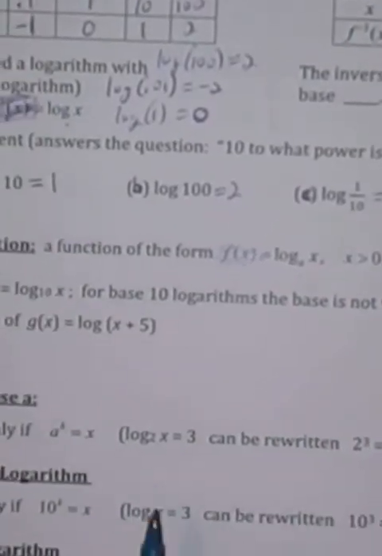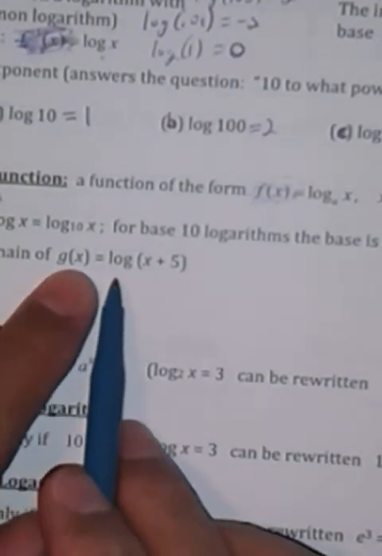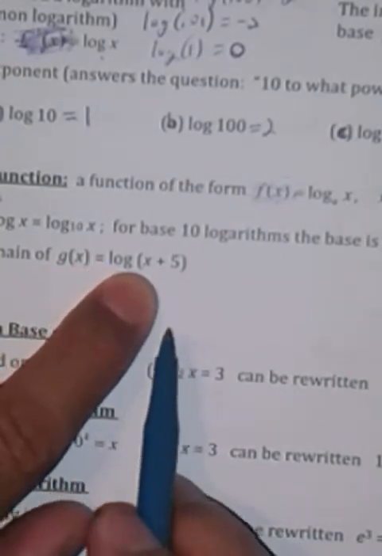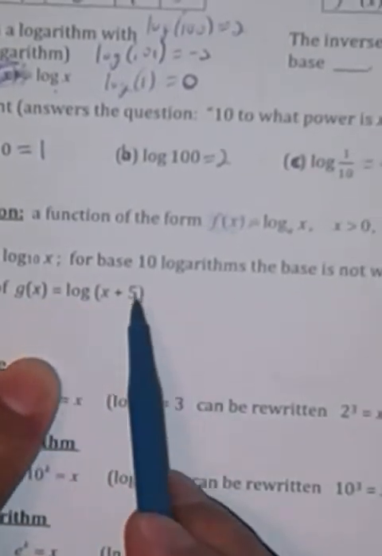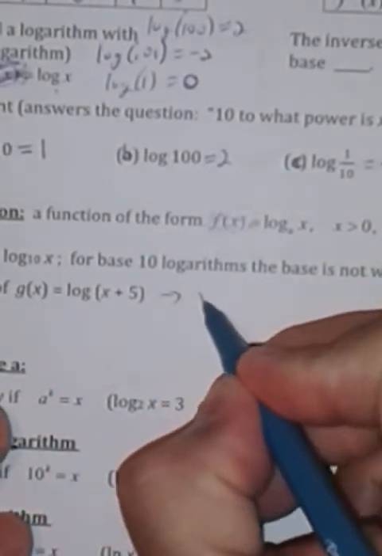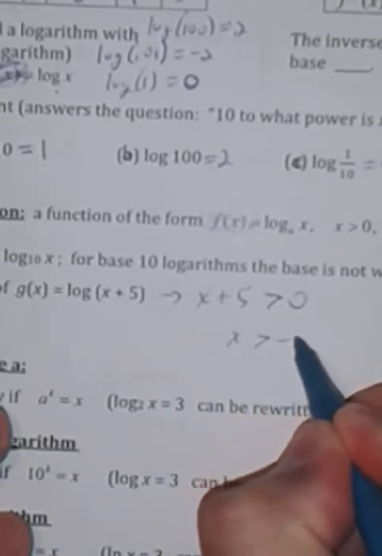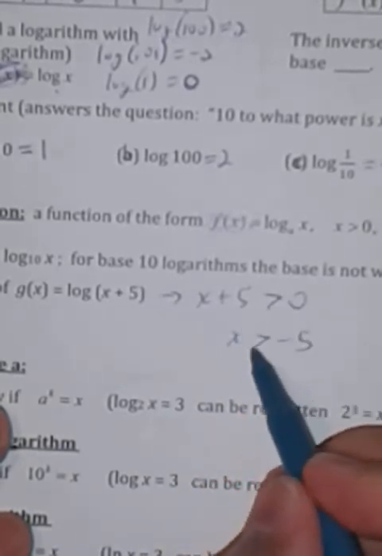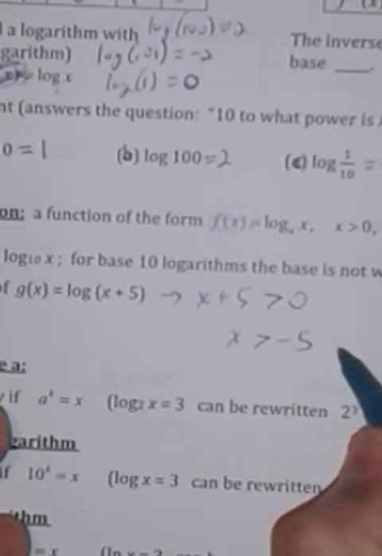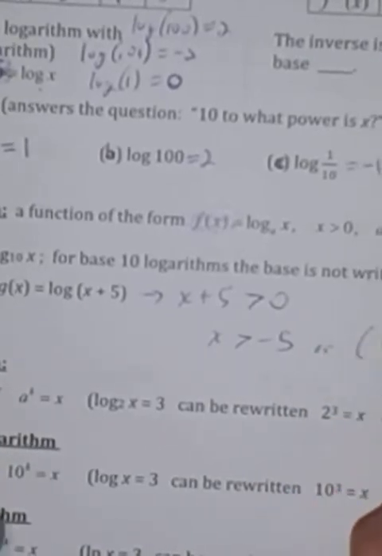Okay? All right. Let's do a problem here. Find the domain of log of x plus 5. So remember, the input has to be greater than 0. So we tell ourselves x plus 5 has to be greater than 0. So x has to be greater than negative 5 if I just subtract 5. I can write it this way, or I can write it in interval notation, from negative 5 to infinity.